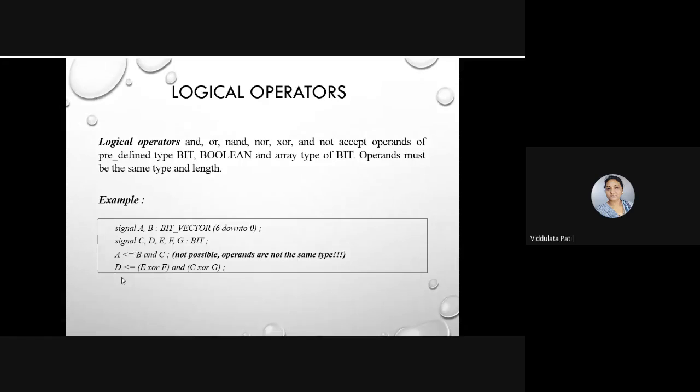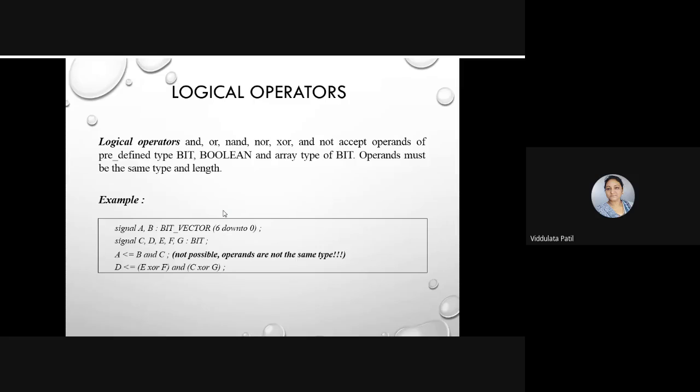Okay, then here d is assigned (a e xor f) and (c xor g). First of all, the expression in each bracket will be executed at the same time, and the results will then be ANDed together. So if there is a bracket present, it will be executed first, and then whatever is outside the bracket will be executed.